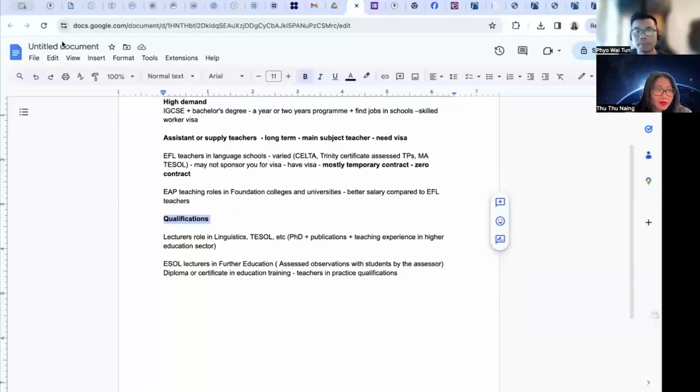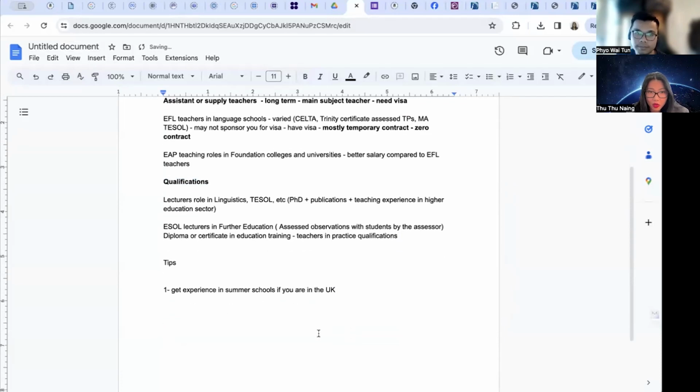But is it possible to get a visa in the long term for an EAP position? Let's see, what do you think? I like your idea about getting experience. So our first tip is to get experience in summer schools if you are in the UK. Now, there are a lot of people outside of the UK as well, so we'll talk about that in a minute. If we are outside of the UK, what can we do?